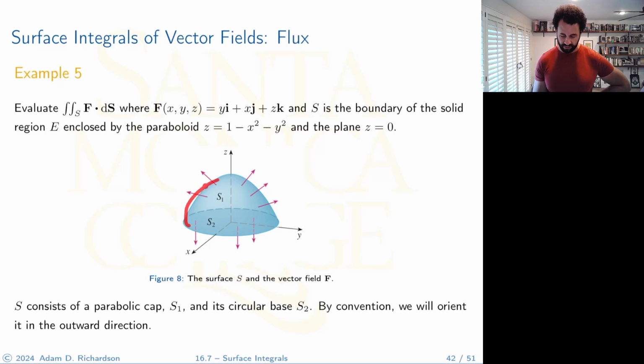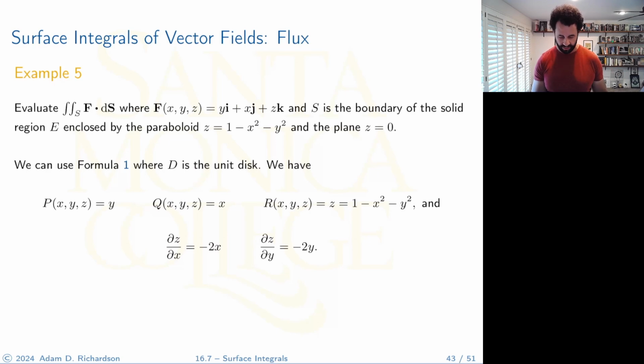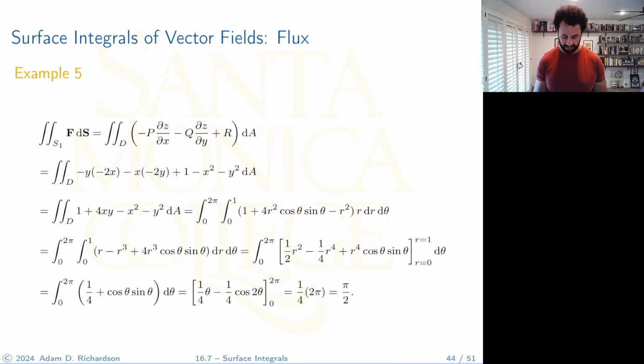We're doing the surface integral for the parabolic cap first. That's what's going on here, the parabolic cap. So this is y, this is x, and this is z. Those are our component functions. Compute the partial of z with respect to x, partial of z with respect to y, and then we can use that formula. Here it is. Oops, there's a typo there. This should say dot dS. Okay, this is the formula.